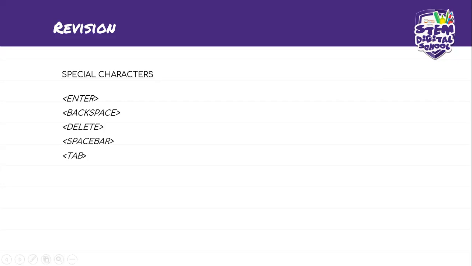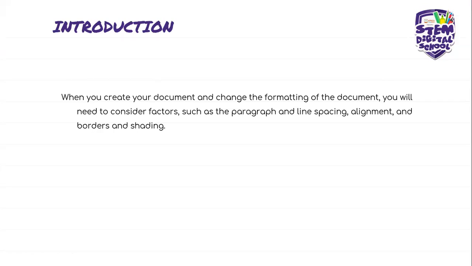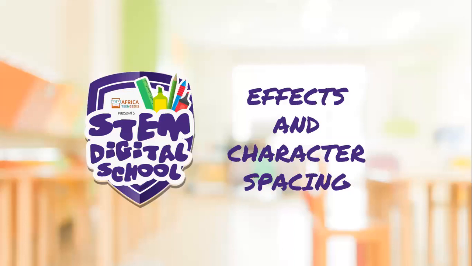All right, so like I have said, when you are trying to create a Word document or you're changing the format of the Word document, you will need to consider factors such as paragraph and line spacing, alignment, and okay, but the borders and shading are not for now. All right, so today we are focusing on how to create space in paragraphs, lines, and also how alignment works in the Word document. All right, effect and character spacing.